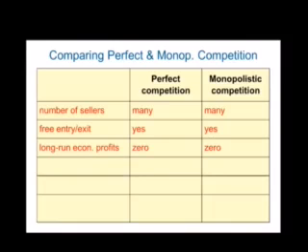In both cases, since there's free entry and exit, if current firms are earning a profit, then that would encourage firms to enter the market in the future. So in the long run, the economic profits for both perfect competition and monopolistic competition are close to zero. The products they sell are, for perfect competition, identical. For monopolistic competition, they're differentiated.